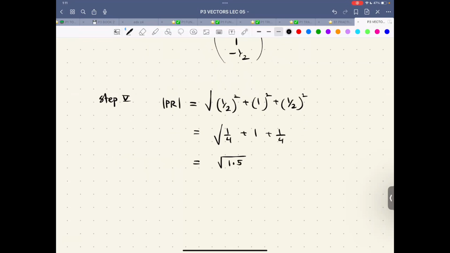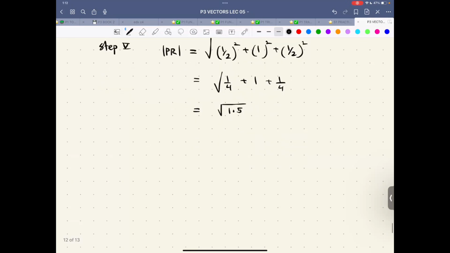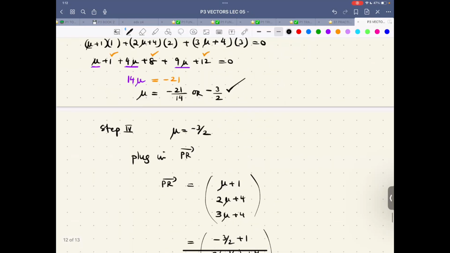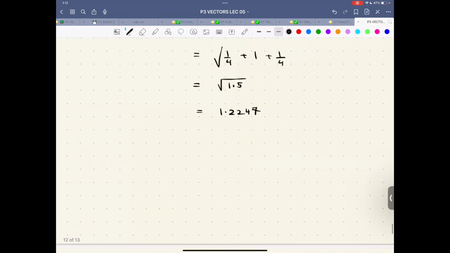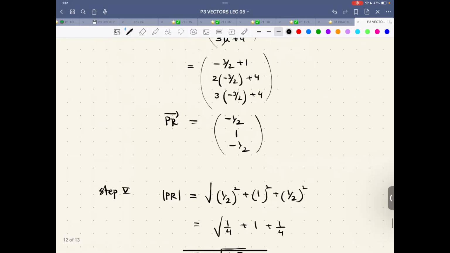And let me grab my calculator. So square root of 1.5. So scientific calculator is there. 1.5 is there. Square root is there. This comes out to be 1.2247. And what is the level of accuracy that they're asking? 3 SF. Therefore, this is 1.22 units. That is the answer for the magnitude of PR, which is the perpendicular distance from a point to a line.